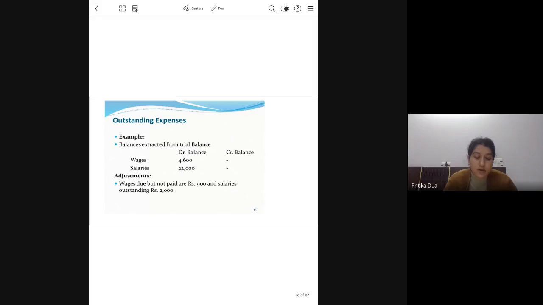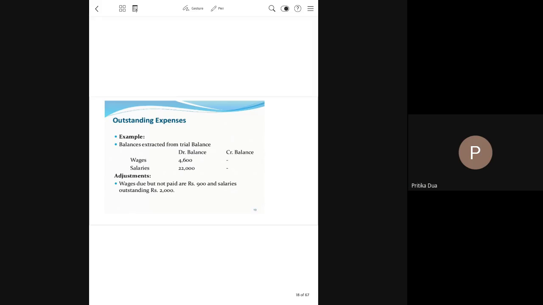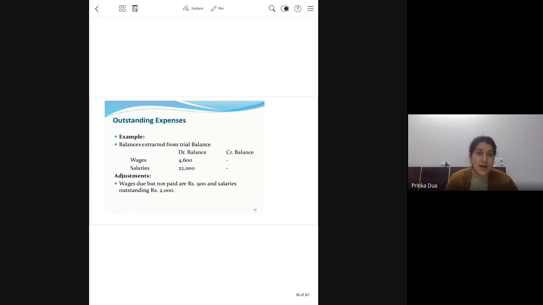Just have a look at the question there on your screens. So some values are given to you from the trial balance and then you are given the adjustments. Just take a minute and read the adjustment. So herein you are given both wages and salaries.